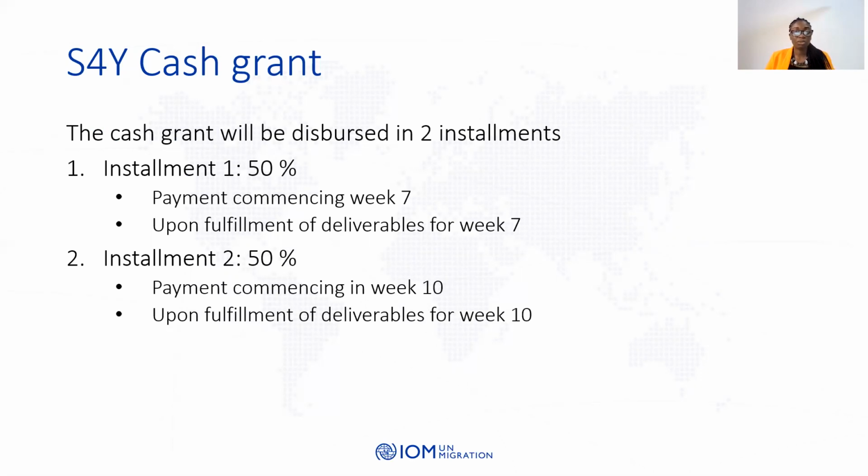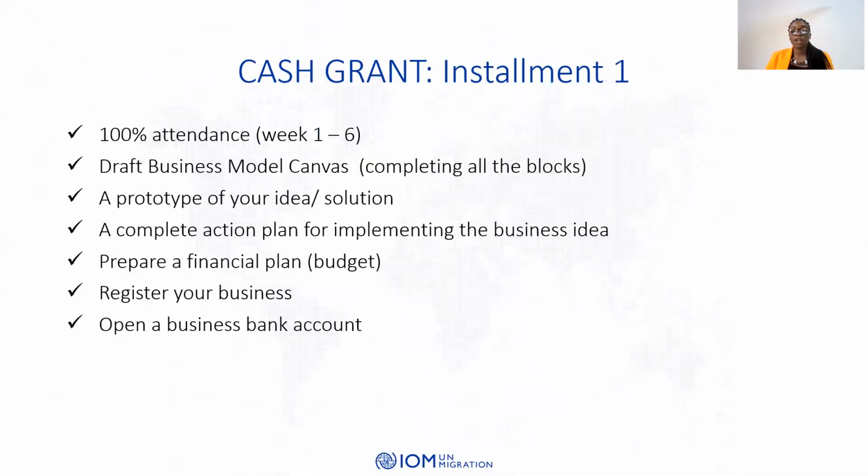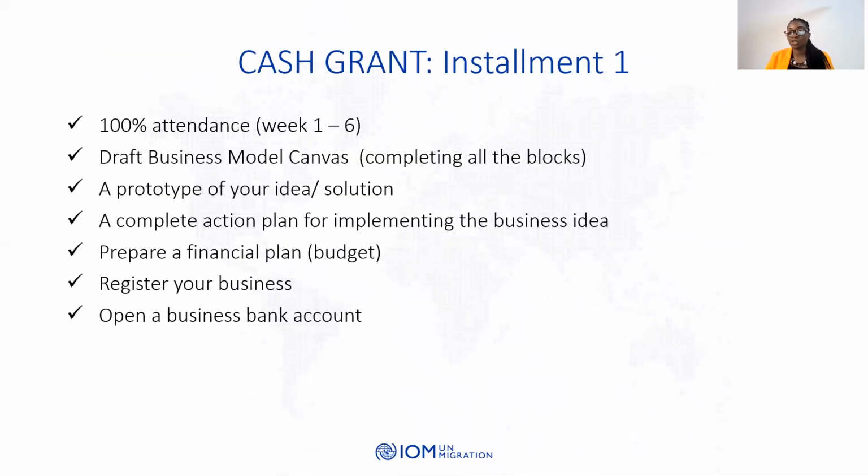Similarly, in week 10, you also have the remaining 50% cash grant that will be dispersed. And similarly, it's also upon the fulfillment of the deliverables for week 10. So what are these deliverables? What exactly do you need to fulfill before you get access to the grant for week 7.